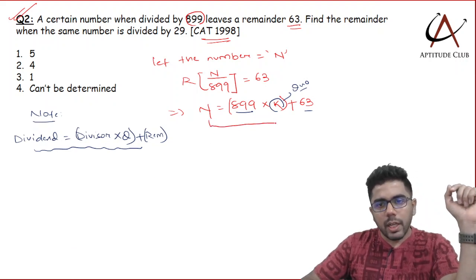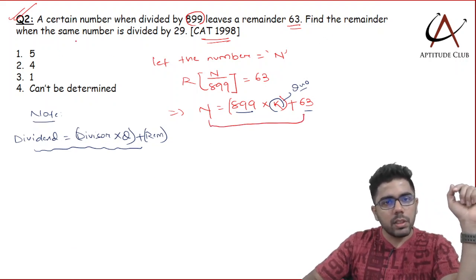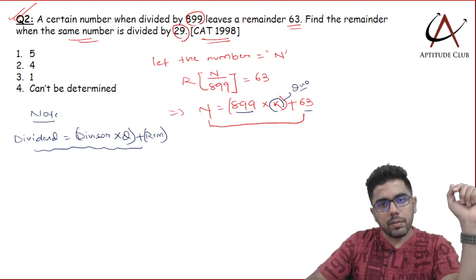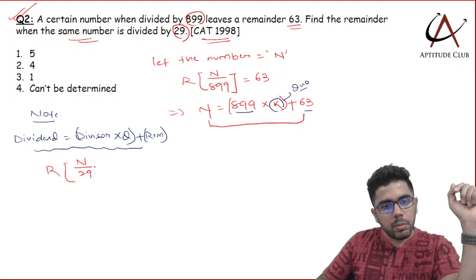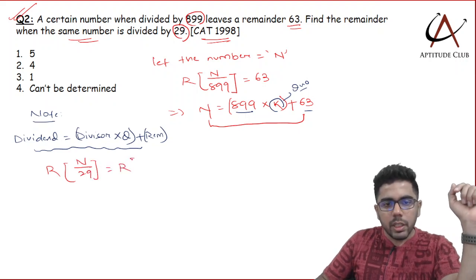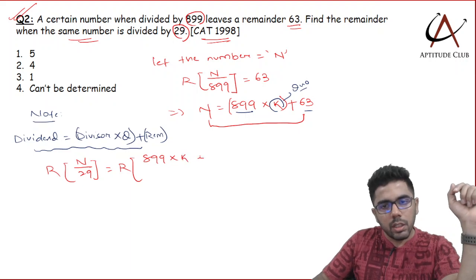So once we know what n is, question is saying find the remainder when the same number is divided by 29. So I'll have to find the remainder when n is divided by 29. n को 29 से डिवाइड करने का मतलब है 899 into k plus 63 को 29 से डिवाइड करो.